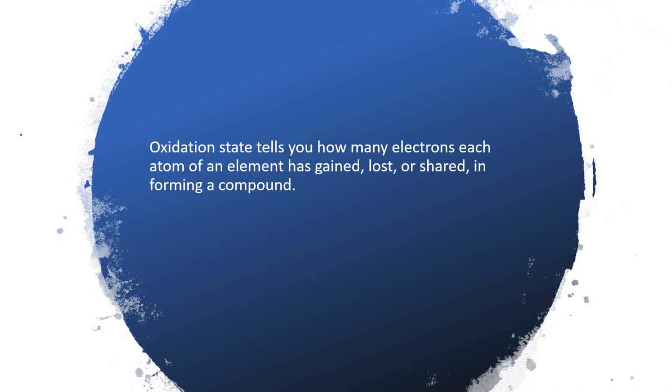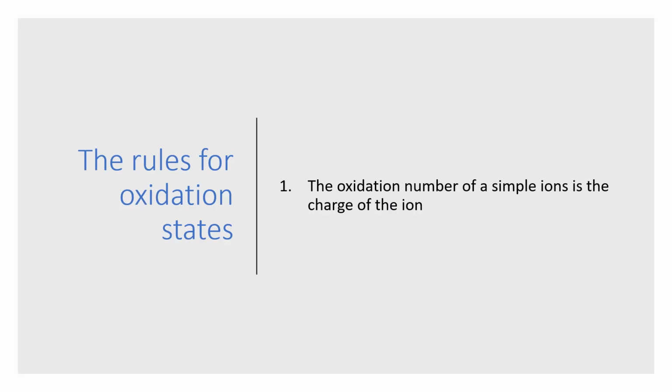So what is oxidation state? Oxidation state tells you how many electrons each atom of an element has gained, lost, or shared in forming a compound. Oxidation state is also known as the oxidation number. There are several rules to determine the oxidation state.